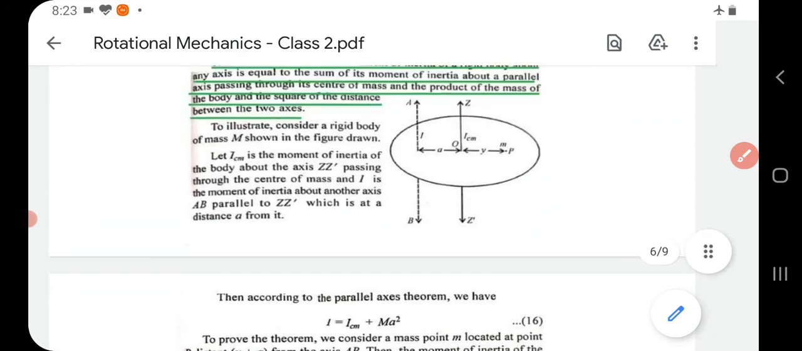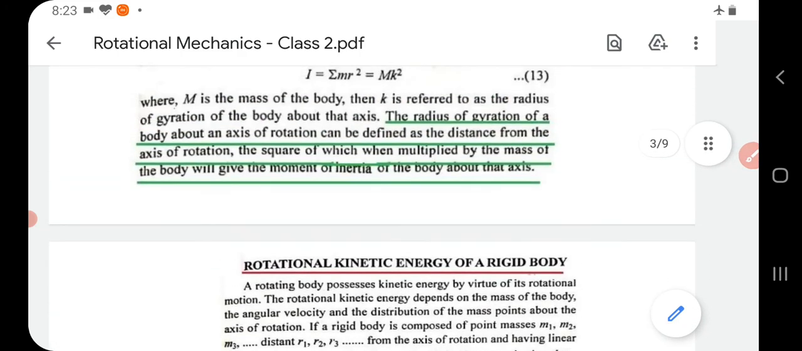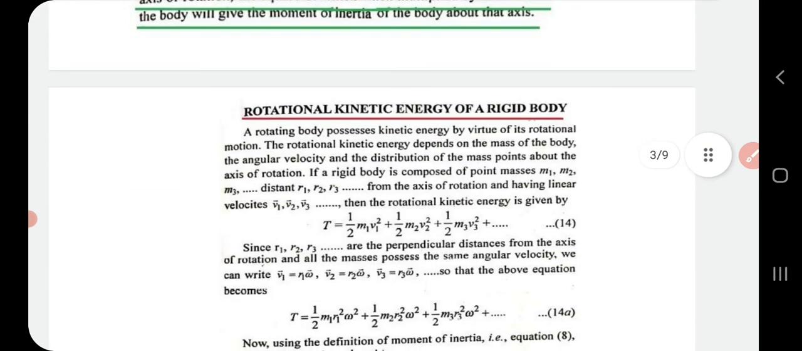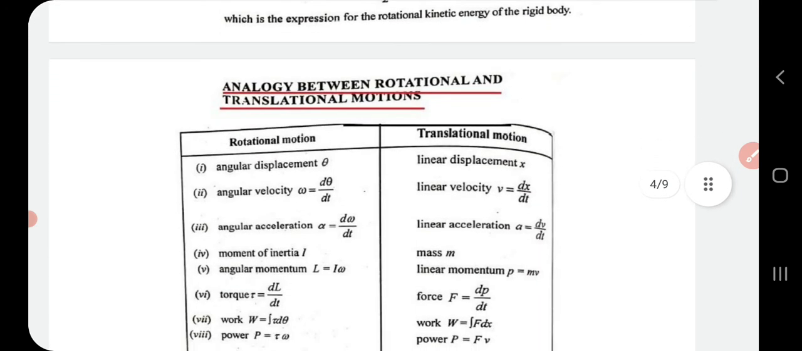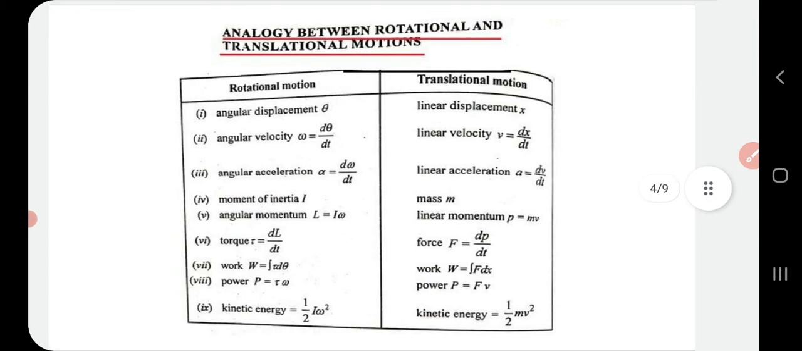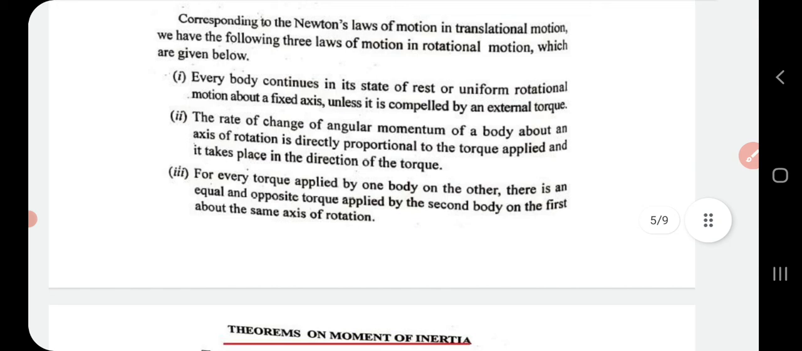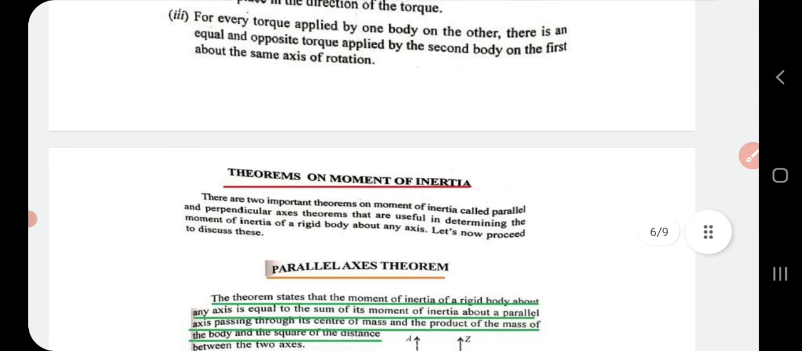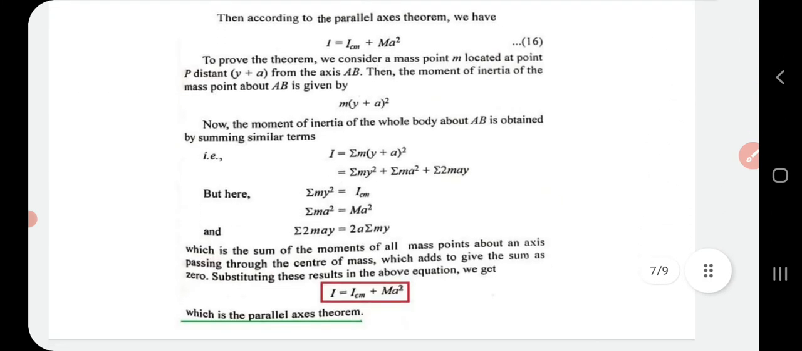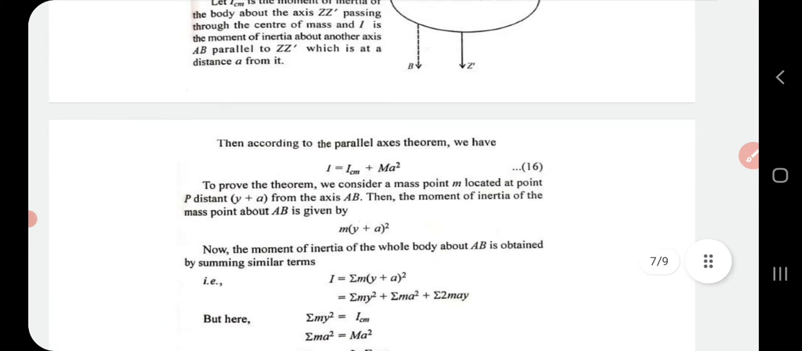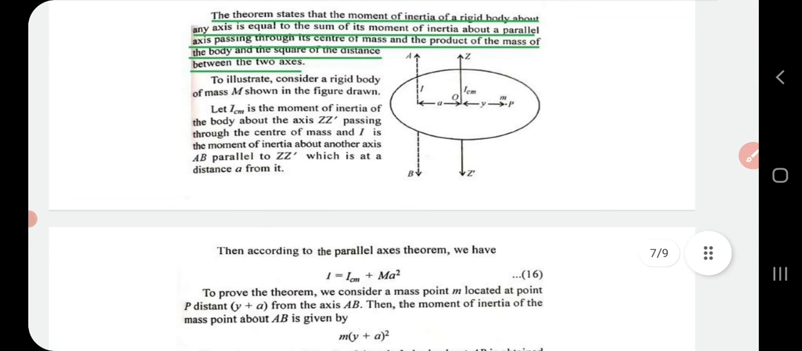So these two theorems are very important. So this is the definition for radius of gyration, definition for rotational kinetic energy, comparison between rotational and translational motion, laws of motion in terms of rotational motion, then parallel axis theorem proof, perpendicular axis theorem proof. Among these, all are important, but the most important ones are these two theorems, parallel axis theorem and perpendicular axis theorem.